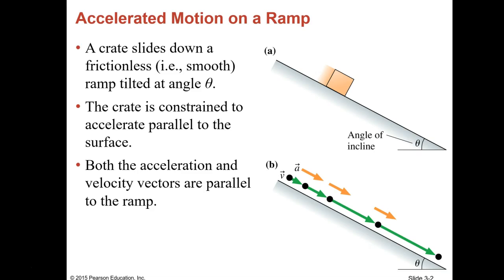All right, so something slides down a ramp, if it's tilted at an angle, and both the acceleration and velocity vectors are parallel to your ramp. So the object is going down the ramp, assuming there's an angle of incline here. Notice as it goes down the ramp, its acceleration is constant, so its velocity is increasing at a constant rate.